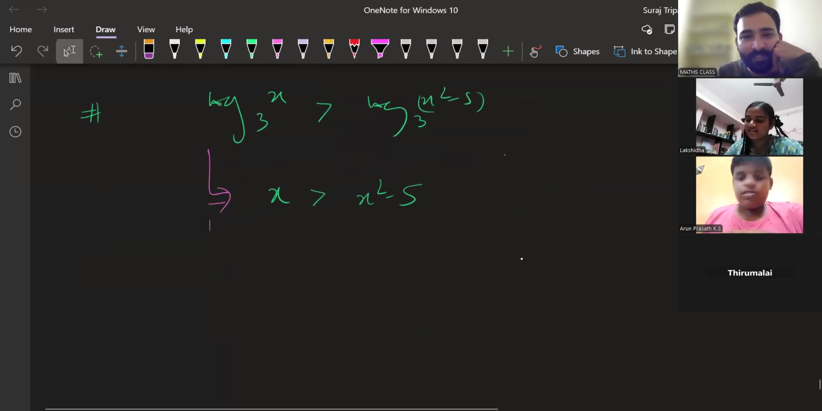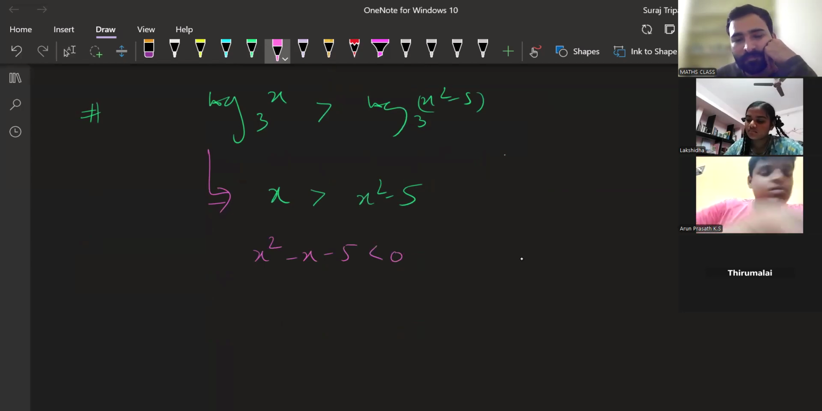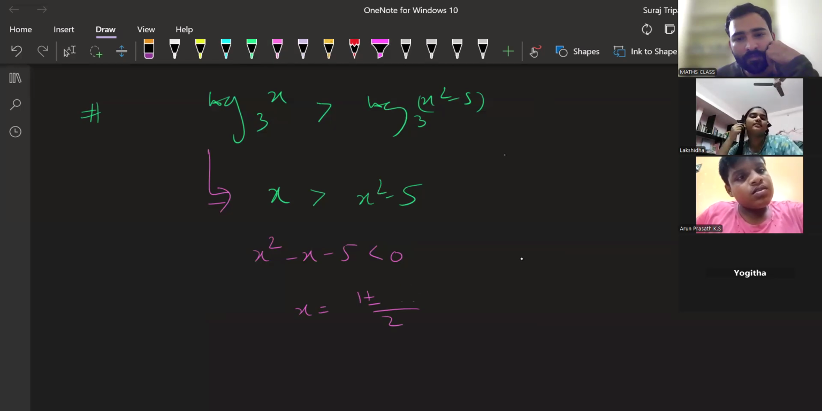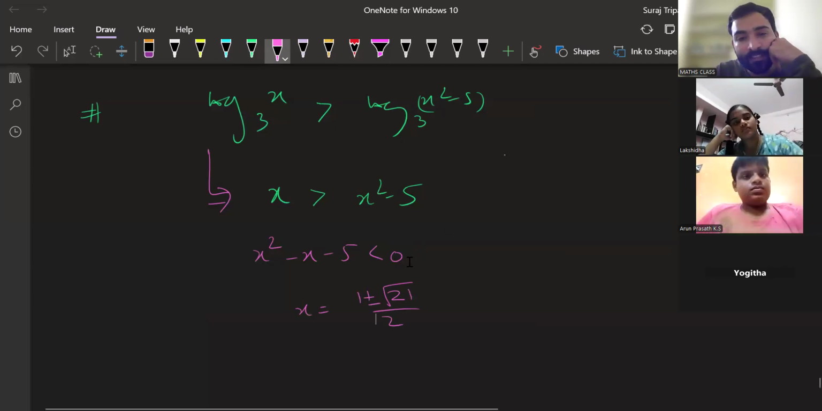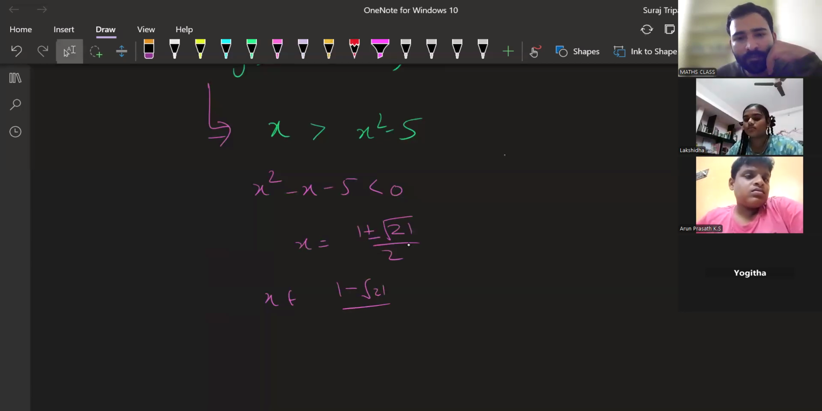Sir, 1 plus root 21 by 2. So this is x square minus x minus 5 less than 0. What are the factors? 1 plus minus root 21 whole by 2. Root 21, sir, root 21. Okay, yes, root 21, right? So the inequality is less than 0, then x will lie between the roots. So 1 minus root 21 by 2 to 1 plus root 21 by 2. This is the answer.